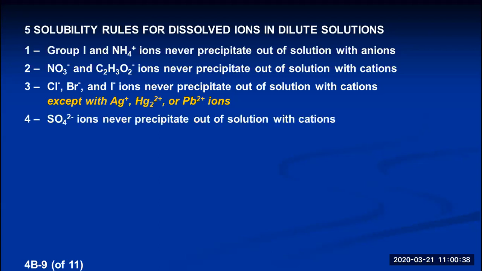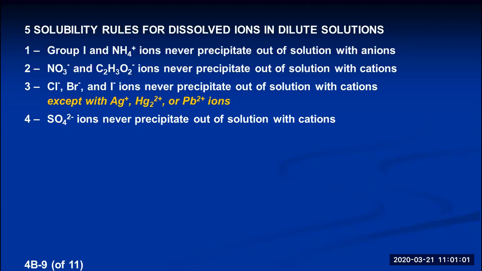Next rule, sulfate ions never precipitate out of solution with cations. Why would this be? It has a -2 charge. That's a high charge. That should stick strongly to positive ions. Well, it's because an SO4 ion is so big. So even though it has a higher charge, its big size does not allow it to get close to positive ions, so it doesn't precipitate out.